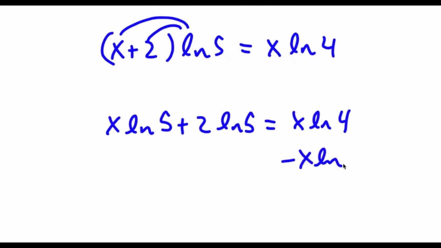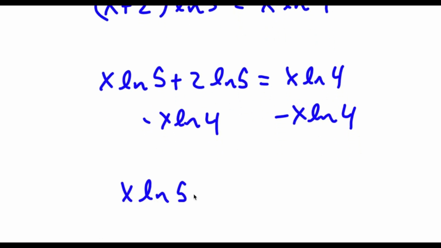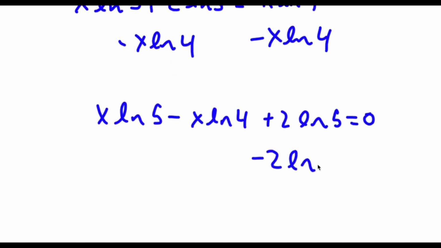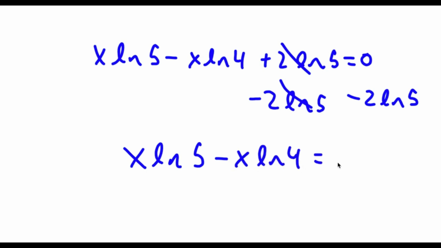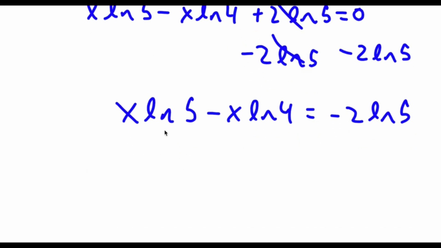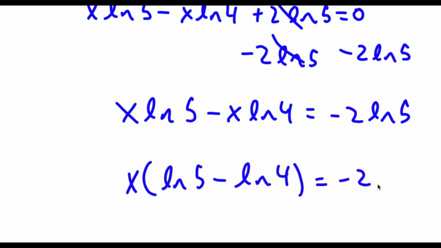Now, I'm going to subtract both sides by x times ln 4. So now I have x times ln 5 minus x times ln 4 plus 2 times ln 5 is equal to 0. Now, if I subtract 2 times ln 5 on both sides, these two cancel out. Now I'm left with x times ln 5 minus x times ln 4 is equal to negative 2 times ln 5. So now if I factor out x from x times ln 5 minus x times ln 4, I get x times ln 5 minus ln 4 is equal to negative 2 times ln 5.